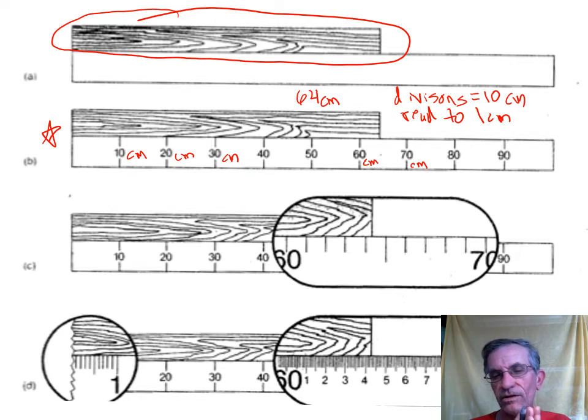So whatever the marks are, you estimate one more digit. That last digit is sort of a guess. All right, now let's do another example.